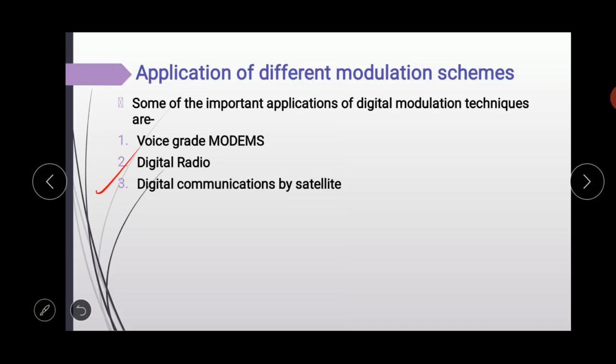The last one is the digital communications by satellite. The broadcast capability of a satellite channel can be exploited by using the multiple access techniques. There are three types of multiple access techniques, that are frequency division multiple access, time division multiple access, and code division multiple access. So TDM is ideally suitable for working with the digital communication system. So this is all about application.